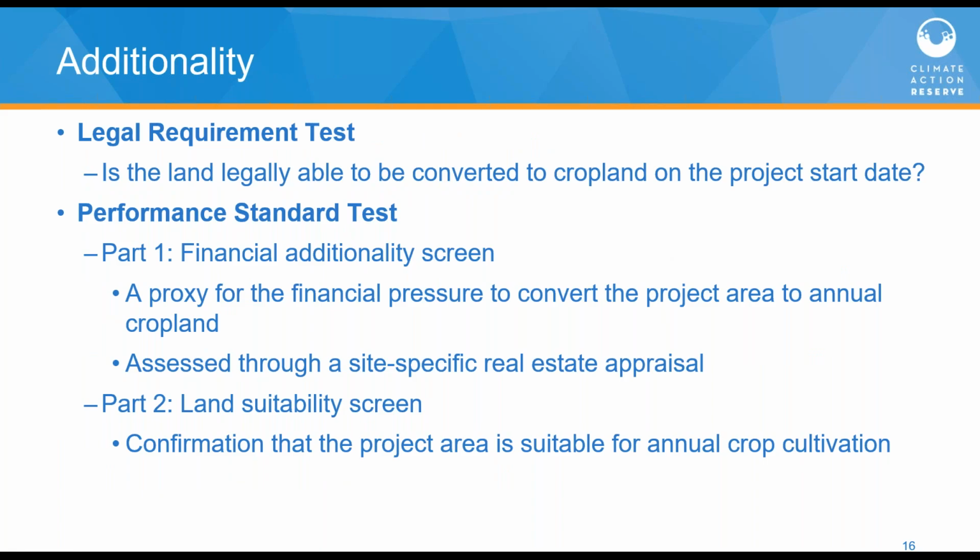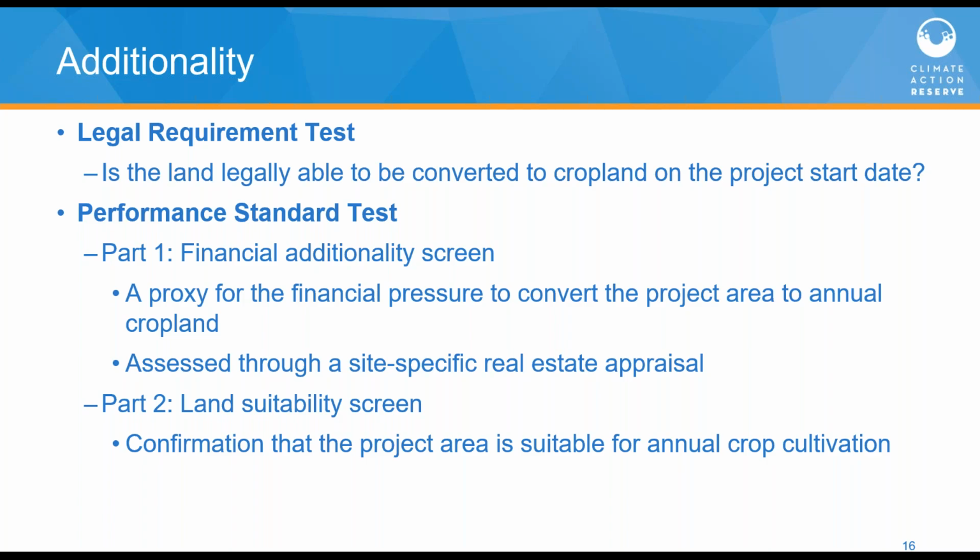So the next steps in the additionality section, the first is the legal requirement test. So this is something that we have in every single one of our protocols. And the question here really is that land legally able to be converted to cropland as of the project start date? So there could be a pre-existing easement or restriction on the property that maybe prevents it from being converted to a housing development, but doesn't prevent it from being converted to cropland. So we do see that sometimes. And in that case, that's okay. You wouldn't fail the legal requirement test.